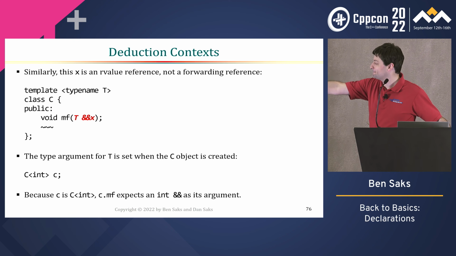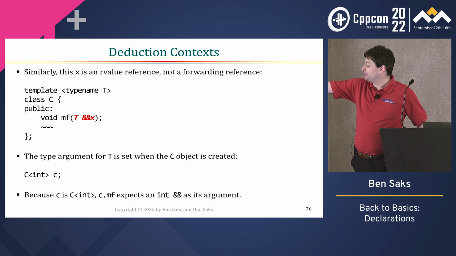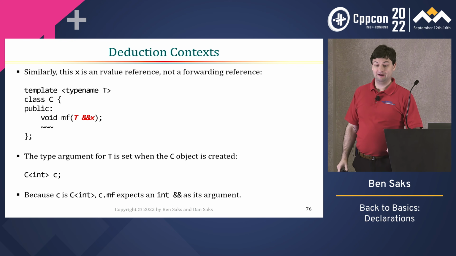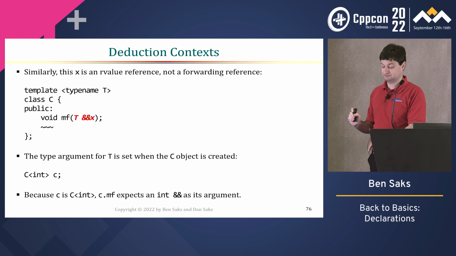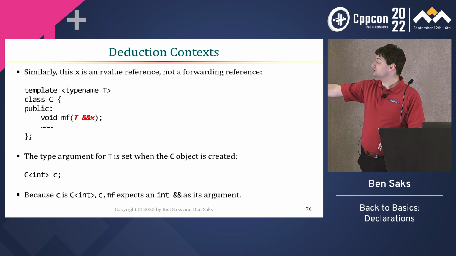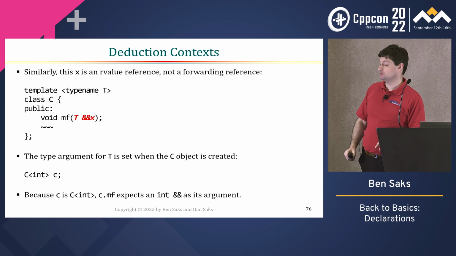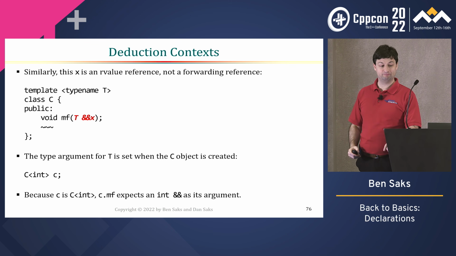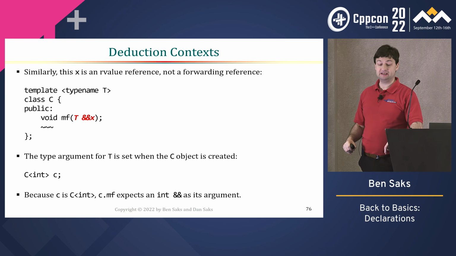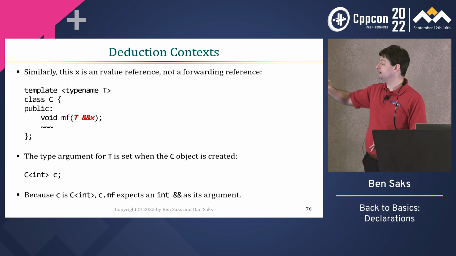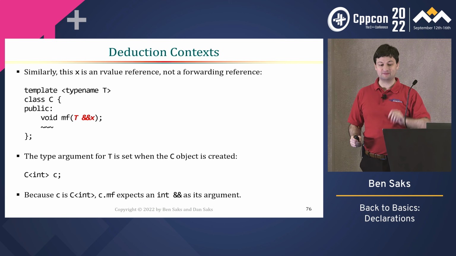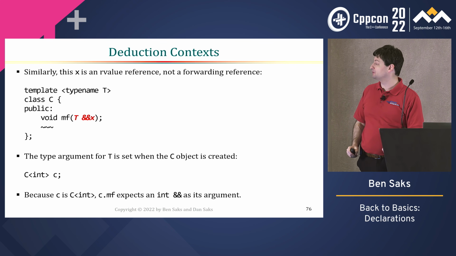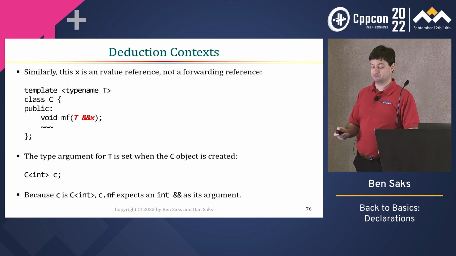So here, when I create that object little c, that's where t gets locked in as being int. Regardless of what I pass to a call to c.mf, t is int. It was set when I created little c there. So that function is going to accept an rvalue reference to an int. Always.